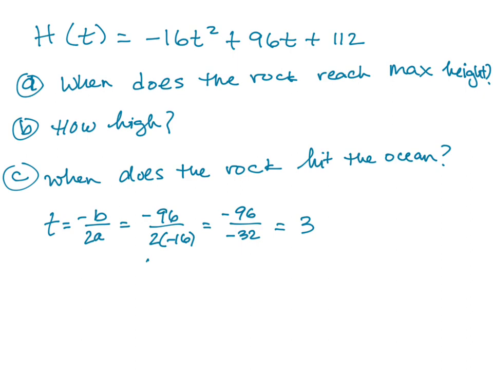Axis of symmetry. T equals negative b over 2a. You got it, Ashley. You're going to be all right. Negative b over 2 times negative 16. I got 3. Agreed? So when does the rock reach max height? That's going to be at t equals 3 seconds.